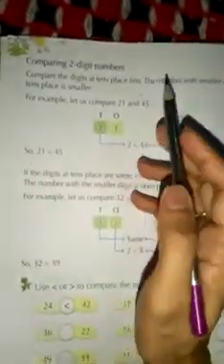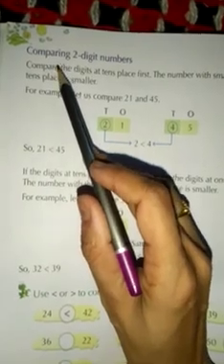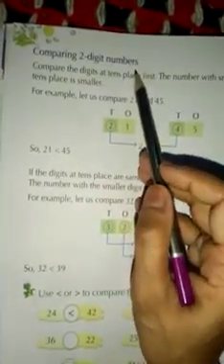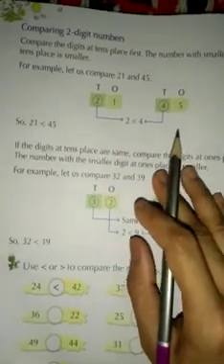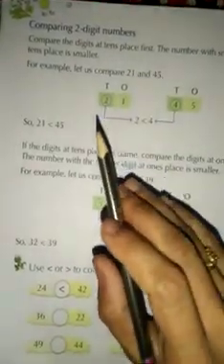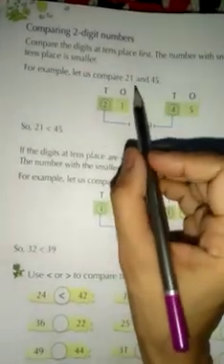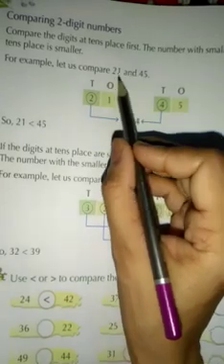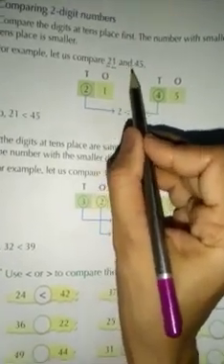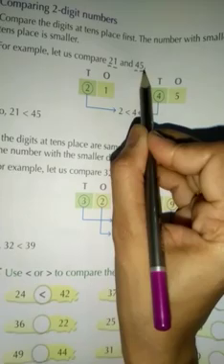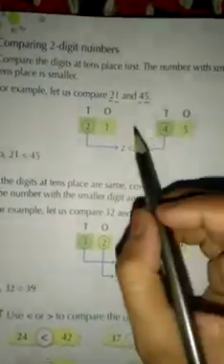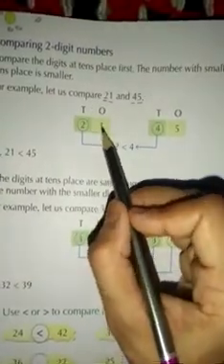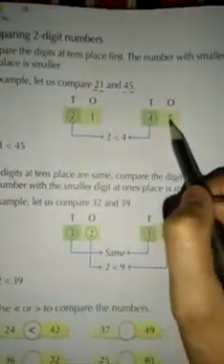Now see our next question. Next topic where we have comparing 2-digit numbers. So here we will learn how to compare two-digit numbers. Okay. So here we have 21 and 45. This is a two-digit number and this is another two-digit number. Okay. Now we'll learn how to compare it. This is 2 1, 21 and this is 4 5, 45.